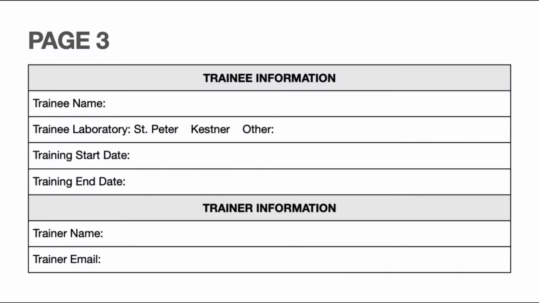Open the training manual to page 3. Write your name in the top row next to training name. Circle or write in the research laboratory in which you are a member, and today's date next to training start date. The trainer name and trainer email should be filled out for you. If the trainer information is not filled out, pause the video to ask your trainer to fill it out.